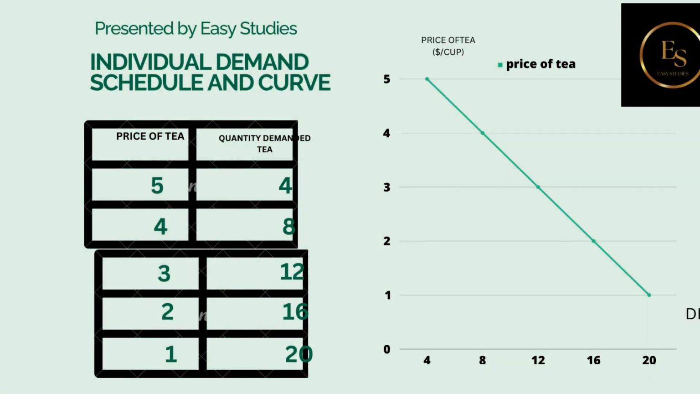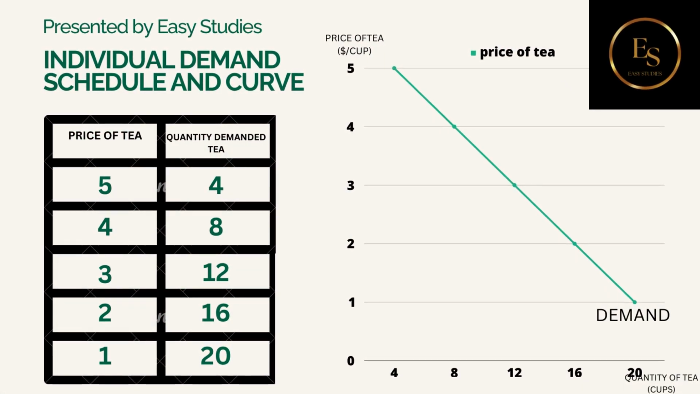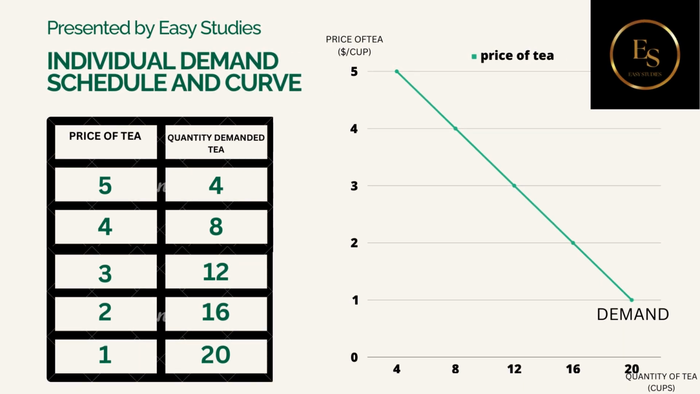An individual demand schedule is a list of quantities of a commodity purchased by an individual consumer at different prices. This table shows the demand schedule of an individual for tea. When the price falls from 5 to 4, the quantity demanded increases from 4 to 8. In the same way, as price falls, quantity demanded increases.